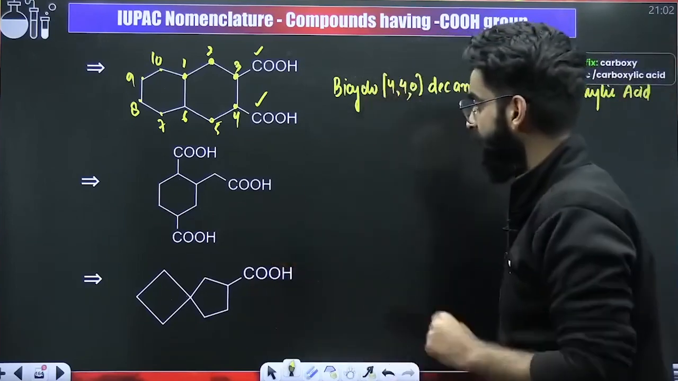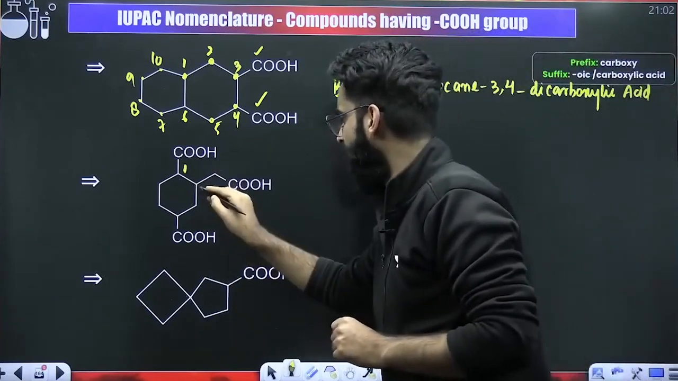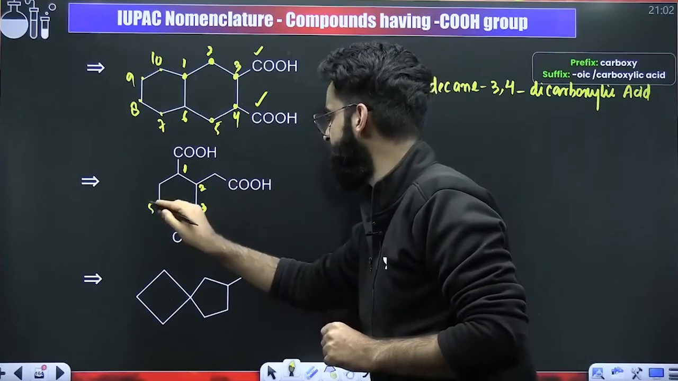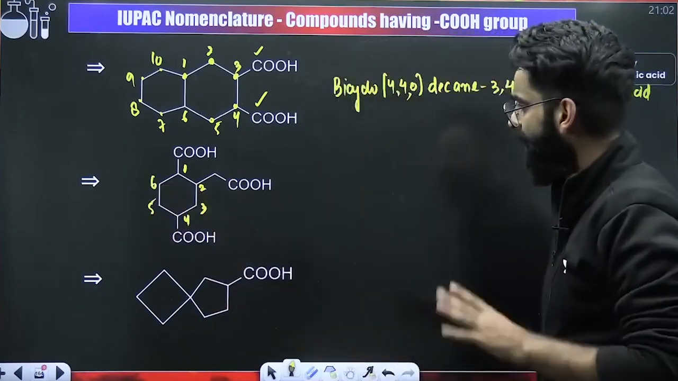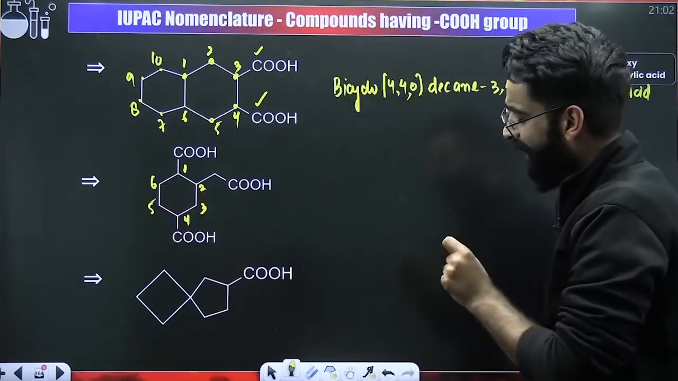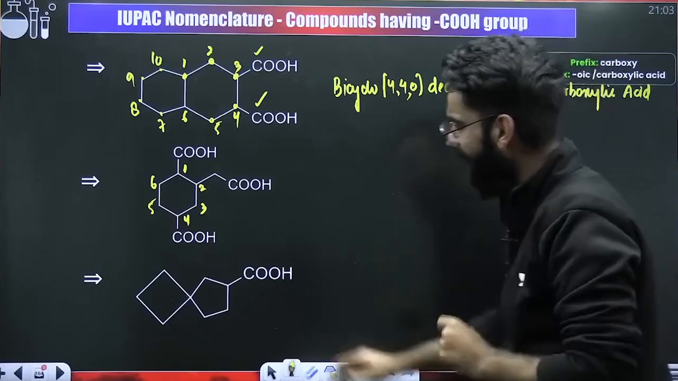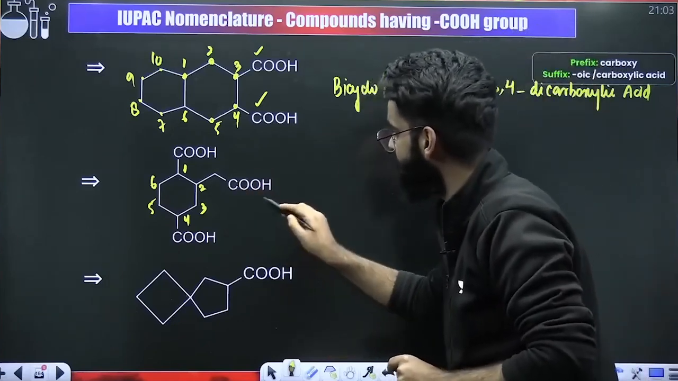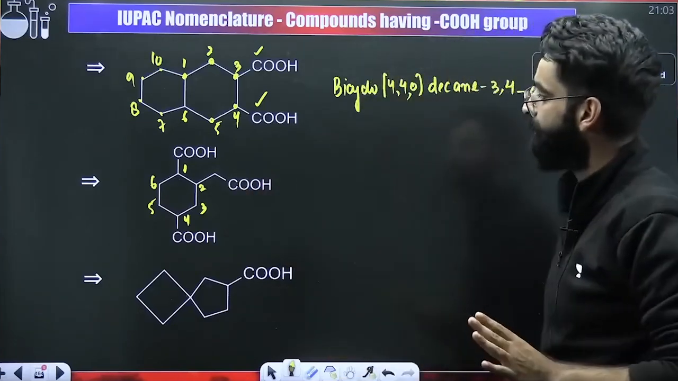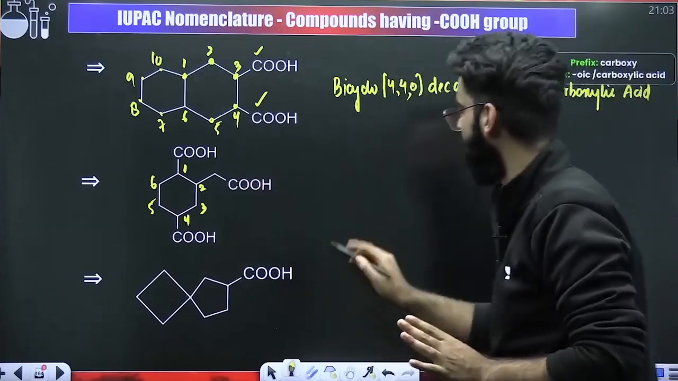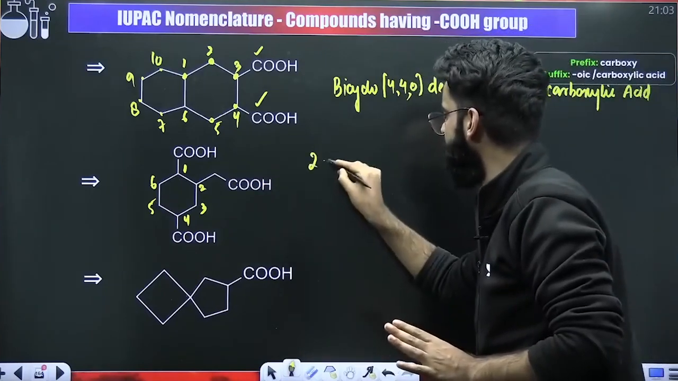Look at the next one. Let me call this as carbon number 1. This is 2. This is 3. This is 4. This is 5. This is 6. Now, my dear students, if you look at this particular compound carefully, at carbon number 2, it's a complex substituent.